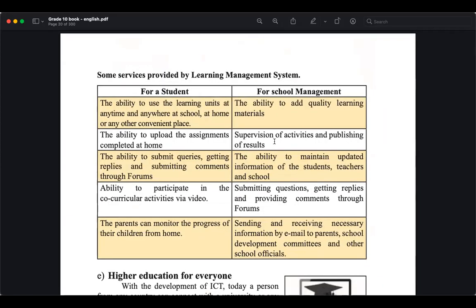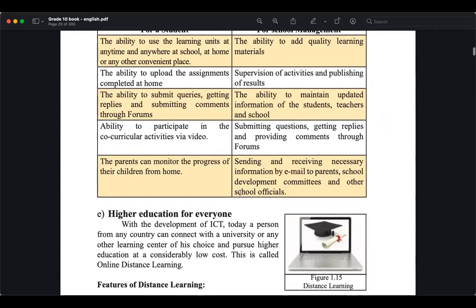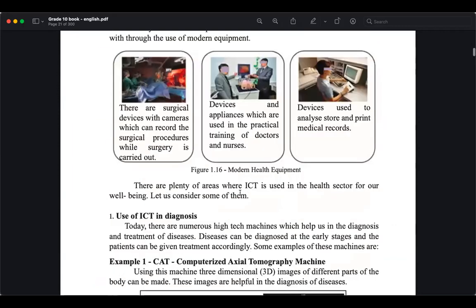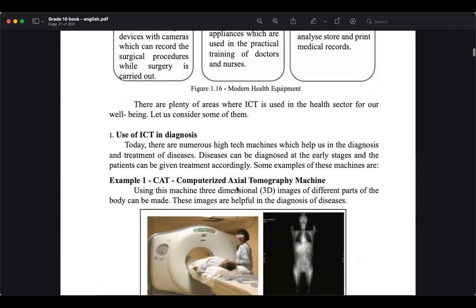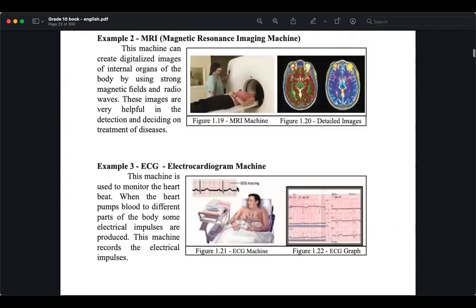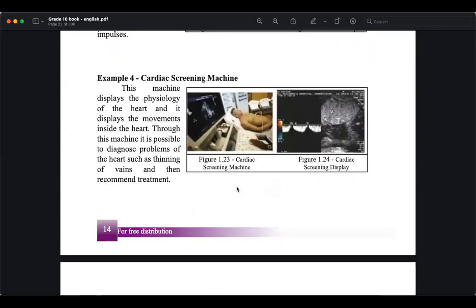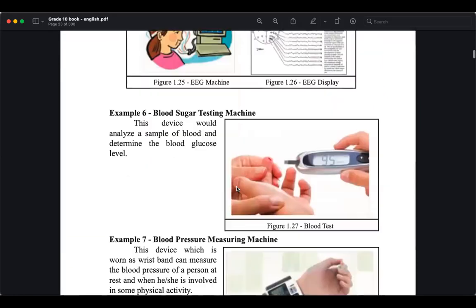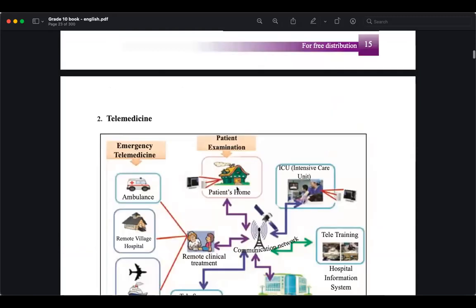Okay, then yes, various benefits in higher education, distance learning like we do. ICT in the health sector: diagnosing machinery like MRI, ECG, scanners. We discuss everything: cardiac screening machines, right? ECG machines, EEG machines, blood sugar testing machines, blood pressure testing machines.